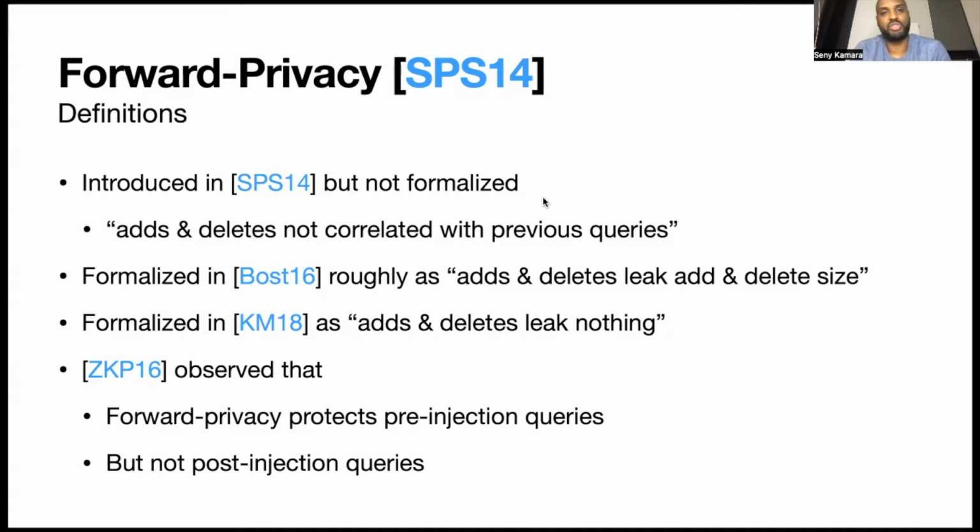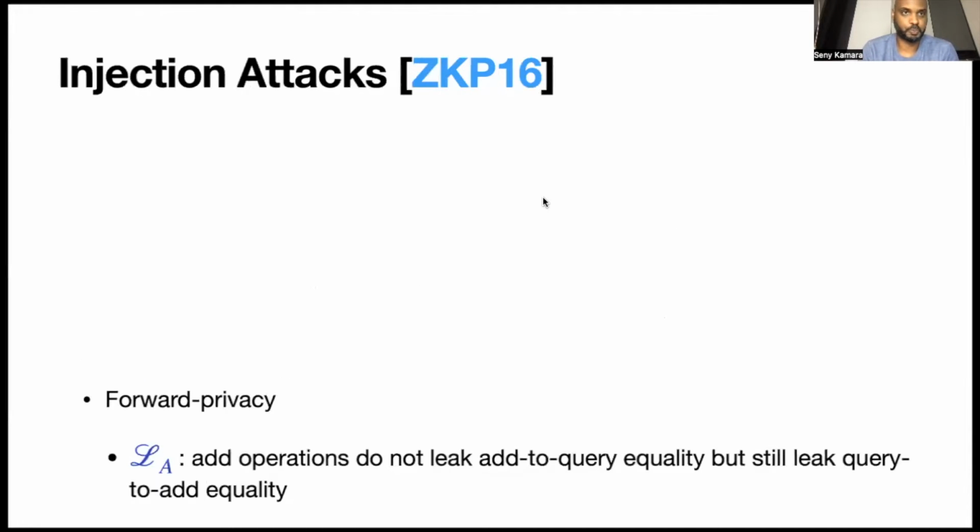One of the observations from Zhang et al. was that this notion of forward privacy, which was introduced a few years earlier, actually protects pre-injection queries. So if you're trying to do injection attacks against a scheme that is forward private, the adversary will not be able to learn any information about the pre-injection queries. But it will still be able to learn information about the post-injection queries. This was observed by Zhang et al.